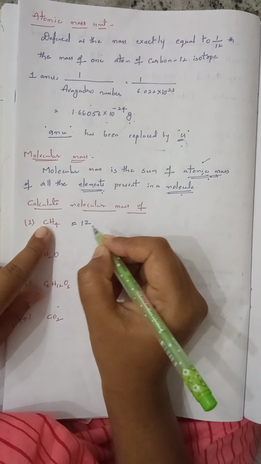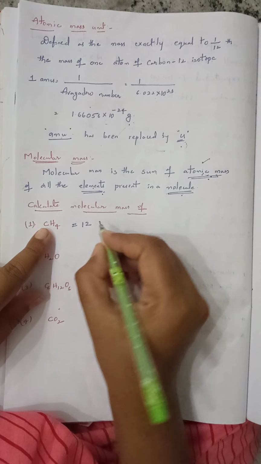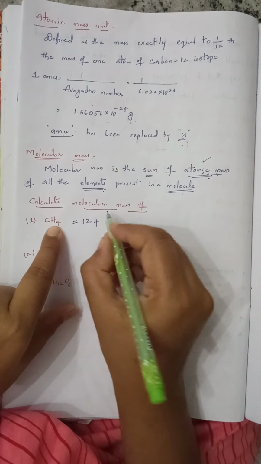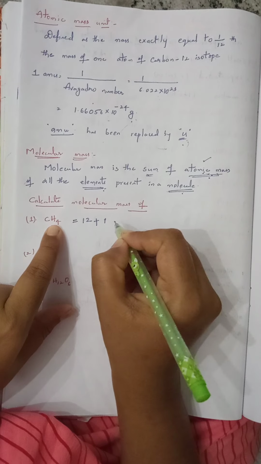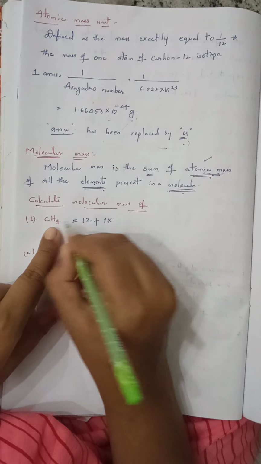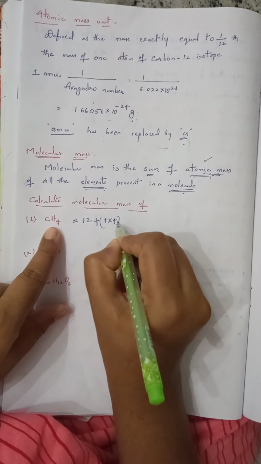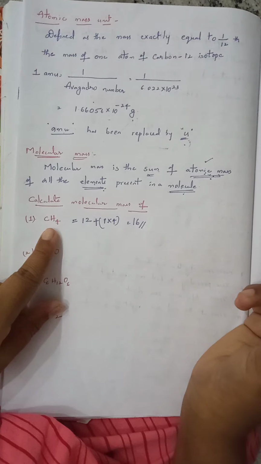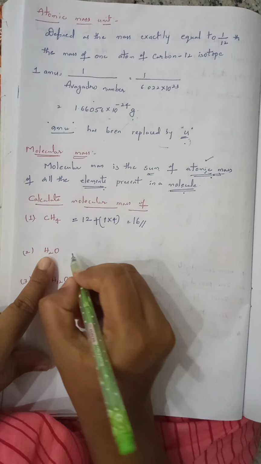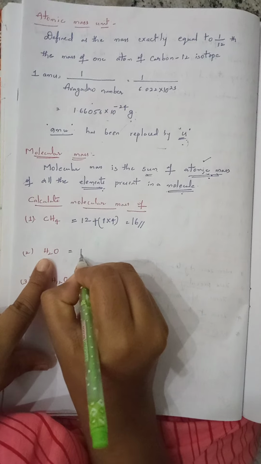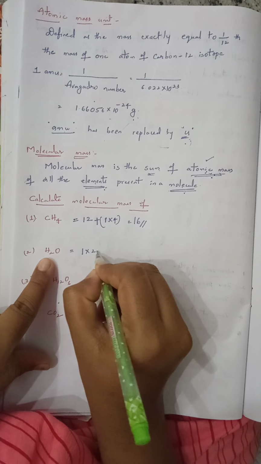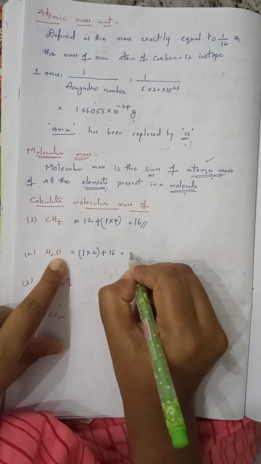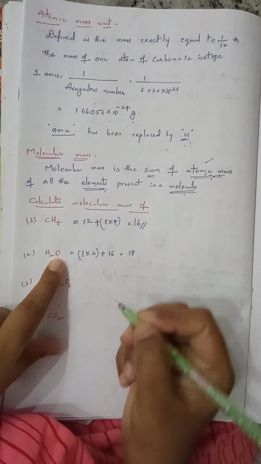Only one carbon is there, so you can multiply it by 1 or just stop there. And we add, because it is a sum, the hydrogen atomic mass. What is the atomic mass of hydrogen? 1, into how many hydrogens? 4. 1 into 4 is 4. 4 plus 12 is 16. 16 is the molecular mass of CH4. Now for H2O: each hydrogen has atomic mass 1, 1 into 2 is 2, plus oxygen atomic mass 16. Then we get 18.